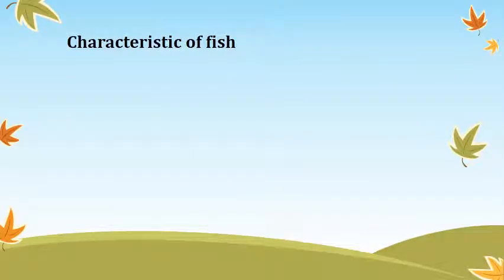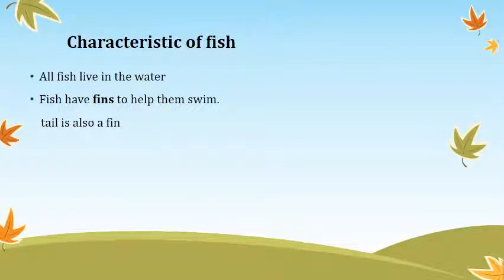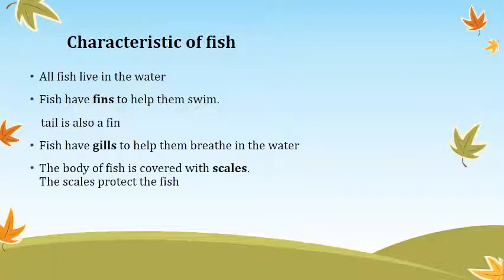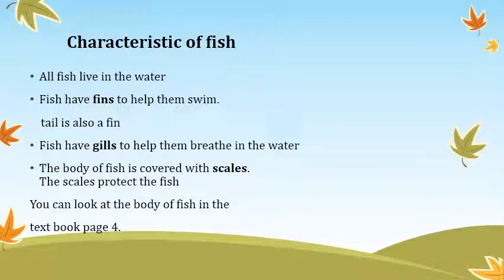Characteristics of fish. All fish live in the water. Fish have fins to help them swim. Tail is also a fin. Fish have gills to help them breathe in the water. The body of fish is covered with scales. The scales protect the fish. You can look at the body of fish in the textbook, page 4.